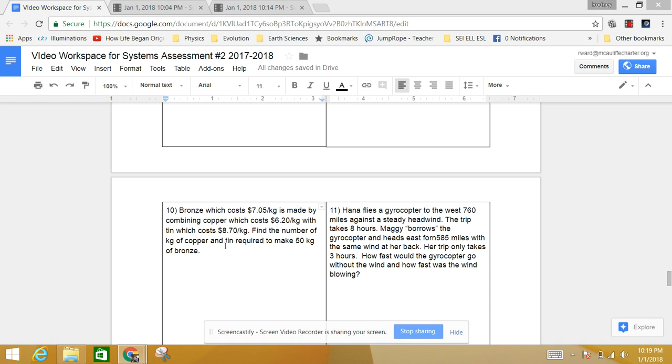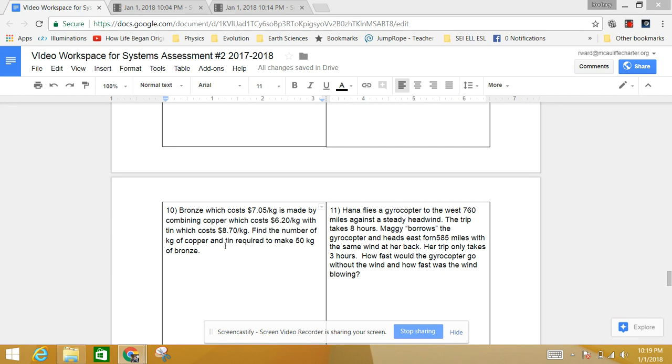Number 10 on the test got a lot of requests for video. So this is a mixtures problem. It's a pretty classic problem. And sometimes people have a hard time seeing the two equations that are embedded in one of these.